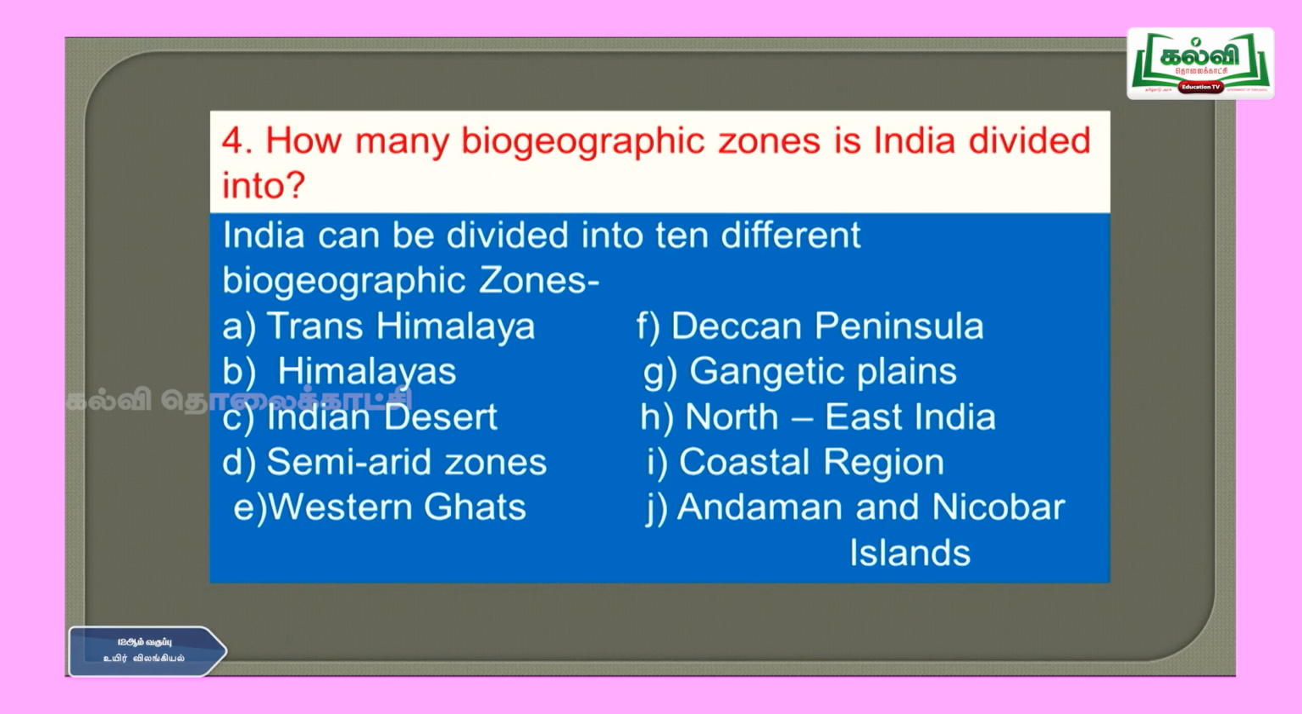Then the fourth question, how many biogeographic zones is India divided into? India has been divided into 10 different biogeographic zones. That is Trans-Himalayas, Himalayas, Indian desert, semi-arid zones, Western Ghats, Deccan Peninsula, Gangetic Plains, Northeast India, coastal region, and Andaman and Nicobar Islands. So these are the 10 different biogeographic zones India has been divided into.